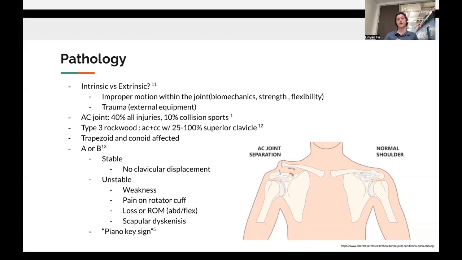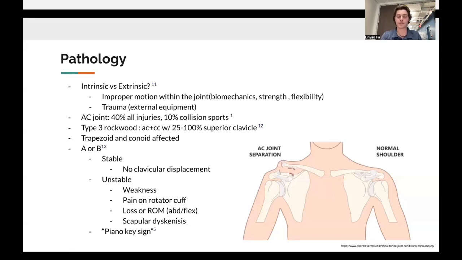Additionally, to characterize the injury further, it would be an extrinsic injury due to the trauma experienced in the ski accident. For it to be an intrinsic injury, it would have to be due to biomechanical strength or flexibility factors from a micro trauma standpoint. And to characterize it even further, you could do type A or type B. In this case, it would be type B due to the unstable aspect of the clavicle.